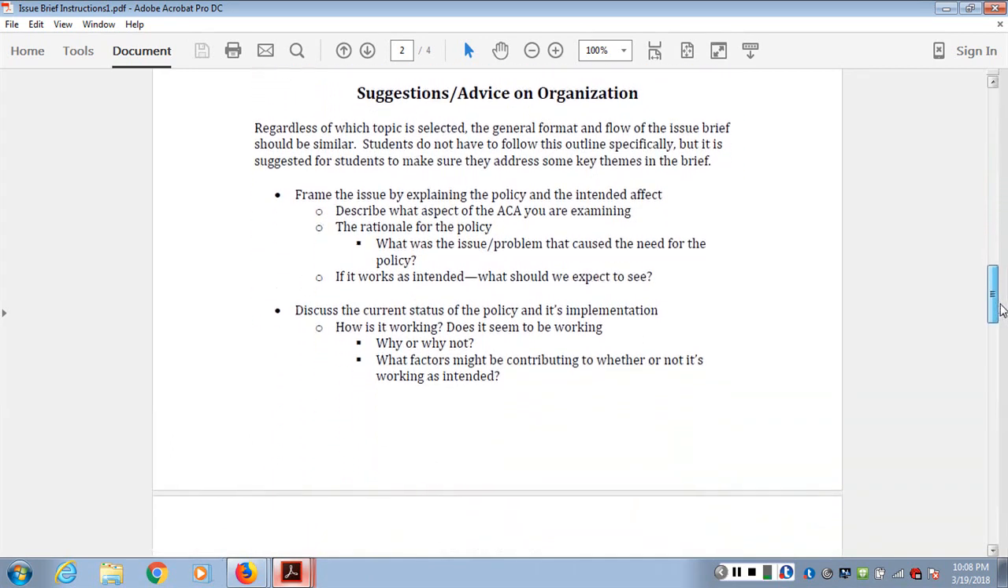Now, as far as suggestions and advice on how to organize your issue brief, I've given you kind of a general outline here. Again, this is nothing set in stone, so feel free to take it or leave it, but this is my advice to you if you're struggling with how to structure your issue brief. This is my suggestion, just a general format on what you might want to consider.